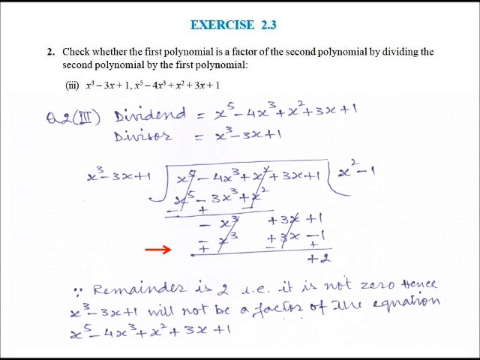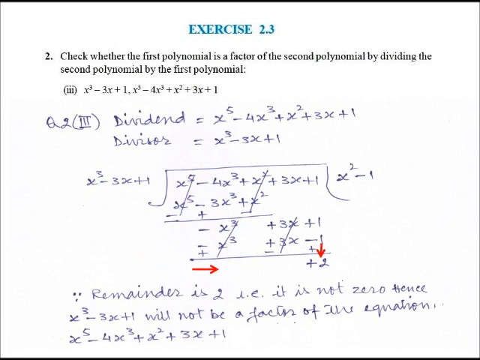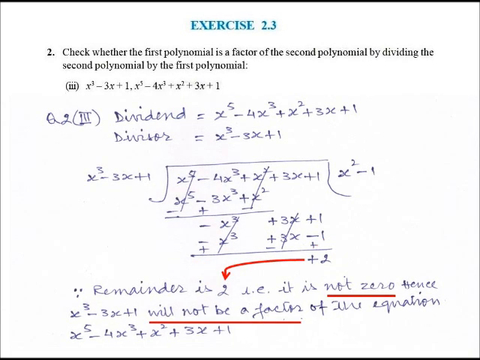So when we change the signs, minus x cube will be cancelled by plus x cube, plus 3x will be cancelled by minus 3x, and the sum of 1 plus 1 will be 2, that will be written in the next line. Now, because remainder is 2, that is, it is not 0, hence x cube minus 3x plus 1 will not be a factor of x to the power 5 minus 4x cube plus x square plus 3x plus 1.